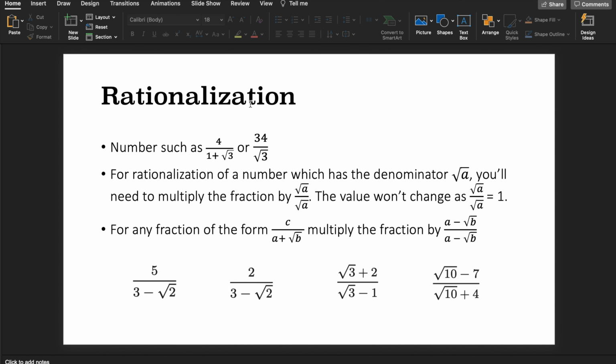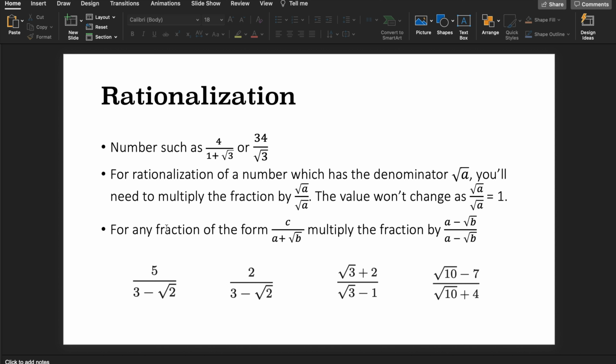Okay, the next topic is called rationalization. So a number such as 4 divided by 1 plus square root of 3, or 3 divided by square root of 3 need to be rationalized, meaning the bottom number, the denominator, must be an integer. So for rationalization of a number which has the denominator square root of a, you'll need to multiply the fraction by square root of a divided by square root of a, meaning in the sense this won't really change because this would equate to 1. So multiplying something by 1 does not change the value. So that's the whole theory behind this.